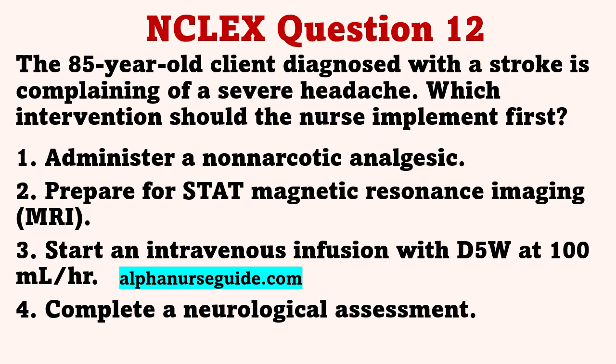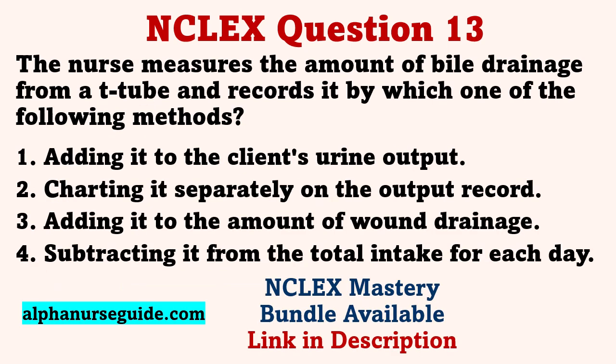The nurse must complete a neurological assessment to help determine the cause of the headache before taking any further action. The nurse measures the amount of bile drainage from a T-tube and records it by which one of the following methods? 1. Adding it to the client's urine output. 2. Charting it separately on the output record. 3. Adding it to the amount of wound drainage. 4. Subtracting it from the total intake for each day.